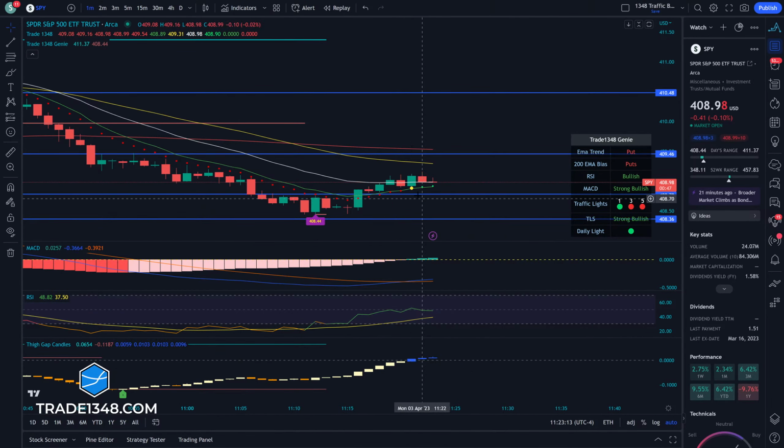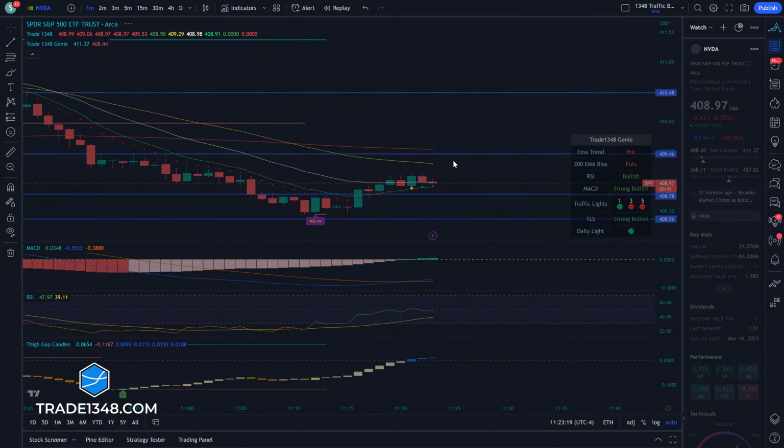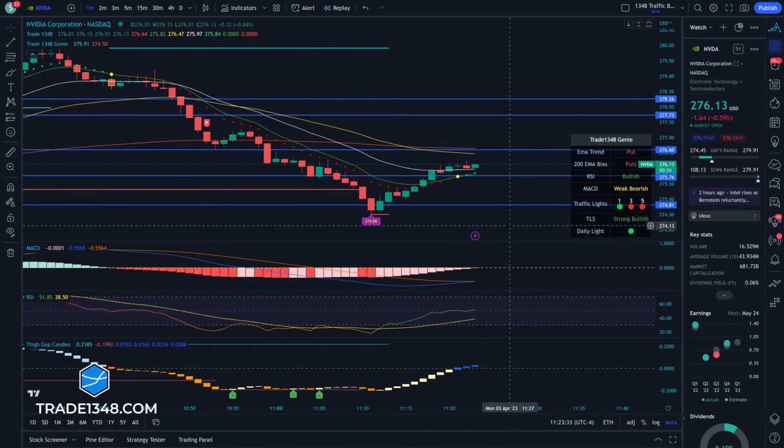SPY trying to make this move on up to the 48 EMA. Nvidia, what are you doing here? Nvidia trying to do the same? Oh boy. All right, this is a game of patience. But if you're green and you don't feel like you want to be patient, secure the bag. Really, really simple.